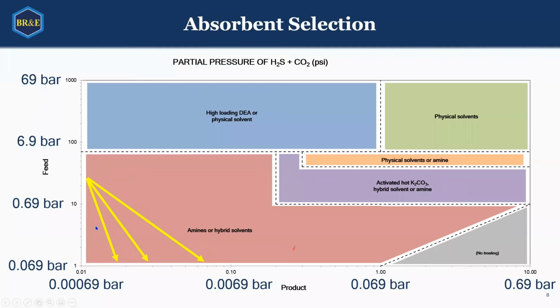And as you can see on this graph, there are different surfaces. You can see that we will usually be working with amines or hybrid solvents. If you have a CO2 partial pressure which is really high, then you can start to think about using, let's say, physical solvents, or high loading of DEA, which is one of the amines, or you can use, let's say, activated hot potassium. But you can see that usually we will be working in this area, and therefore amines are the most common option for CO2 capture right now in industry.